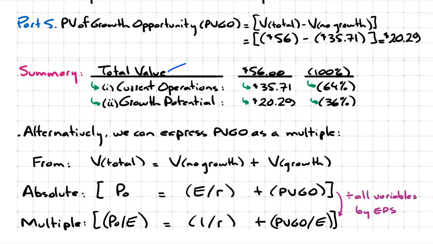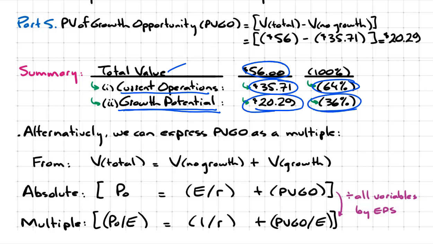So now we're going to do a summary of all these calculations. So here's the total value, 56, and we're just breaking it down into 2 parts. It's base value or current operations. That's worth 35.71, which represents 64% of the valuation. And the remaining part of the valuation must be attributed to the company's future growth opportunities, and that's worth 20.29, and that represents 36% of the company's valuation.